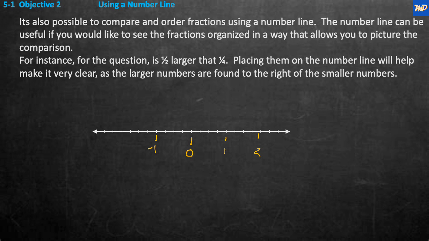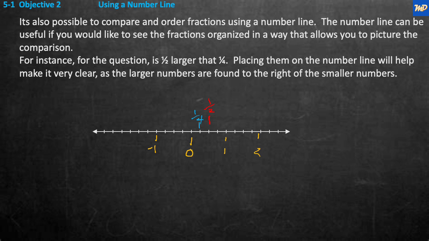So now what we're going to do is put a half and a quarter on the number line. Well, the half, let me change colors here. These are quarters, so here's half right here. So I'll put the half up here. This is your half, 1/2. And I'll use blue. And here's 1/4.